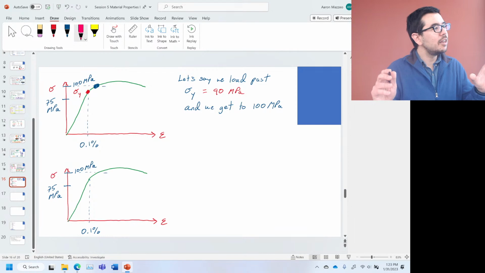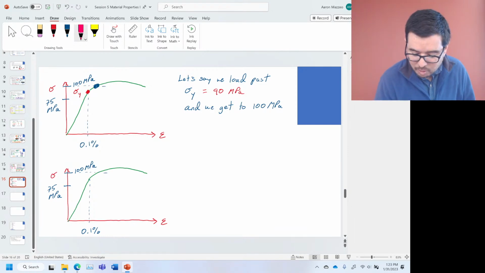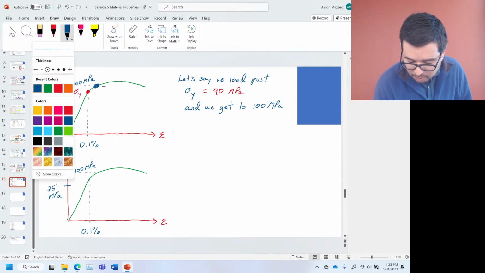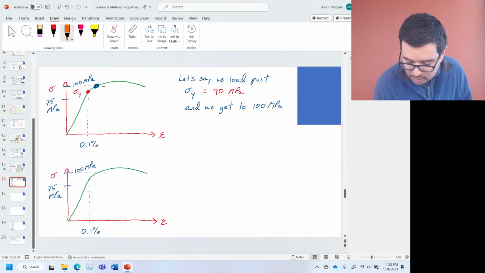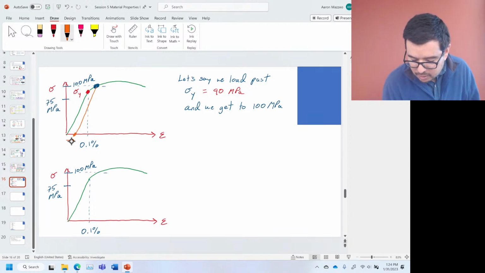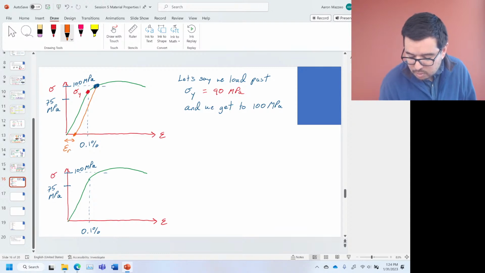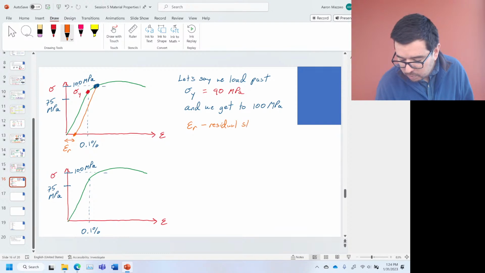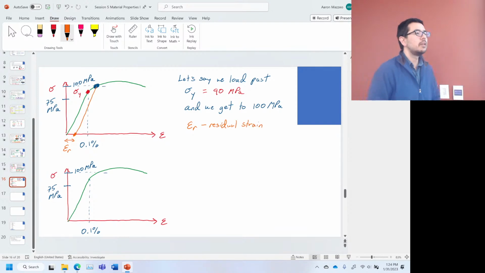Well, for the materials we're dealing with, what we assume is that the slope, remember, this has a slope of E here. You follow the same slope. I want to use a good color. We're going to follow the same slope back down. And this is referred to as residual strain.